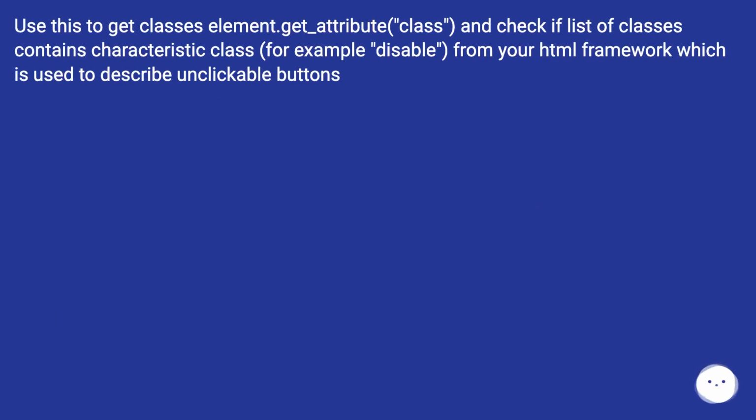Use this to get classes. Element.get_attribute class. And check if the list of classes contains a characteristic class, for example, disabled, from your HTML framework, which is used to describe unclickable buttons.